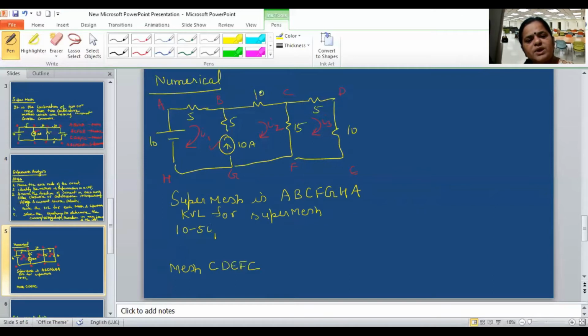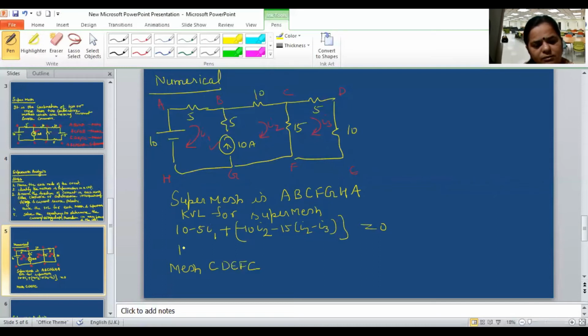Similarly, we will write the equation for mesh 2, leaving the current source branch. So what will that equation be? Minus 10I2 minus 15(I2 minus I3). Why I2 minus I3? Because in the 15 ohm resistor, current I2 is also flowing and current I3 is also flowing. But when we write the KVL for mesh 2, we assume that I2 is greater than I3. That's why I2 minus I3. This is the equation for mesh 2, and we add it to mesh 1, and that is equal to 0.